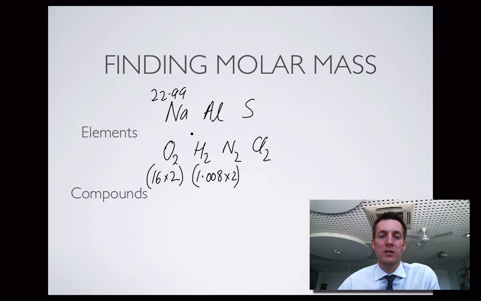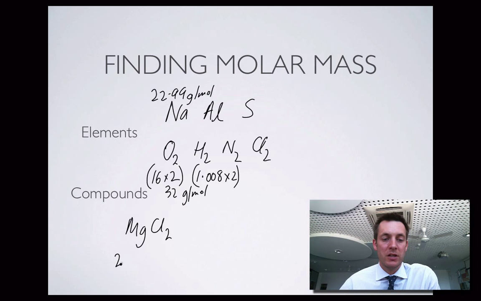Okay? Or you could say that 22.99 grams per mole is the molar mass of sodium, 1 mole of sodium, or 32 grams per mole for oxygen. Okay? These elements here should give us a clue about what we do with compounds. So let's say I've got magnesium chloride, okay, and I want to find its molar mass. Well, magnesium chloride, 1 mole of it has 1 mole of magnesium and 2 moles of chlorine atoms. So if I add the relative atomic masses of those things, so 24.31 plus 2 times 35.45.